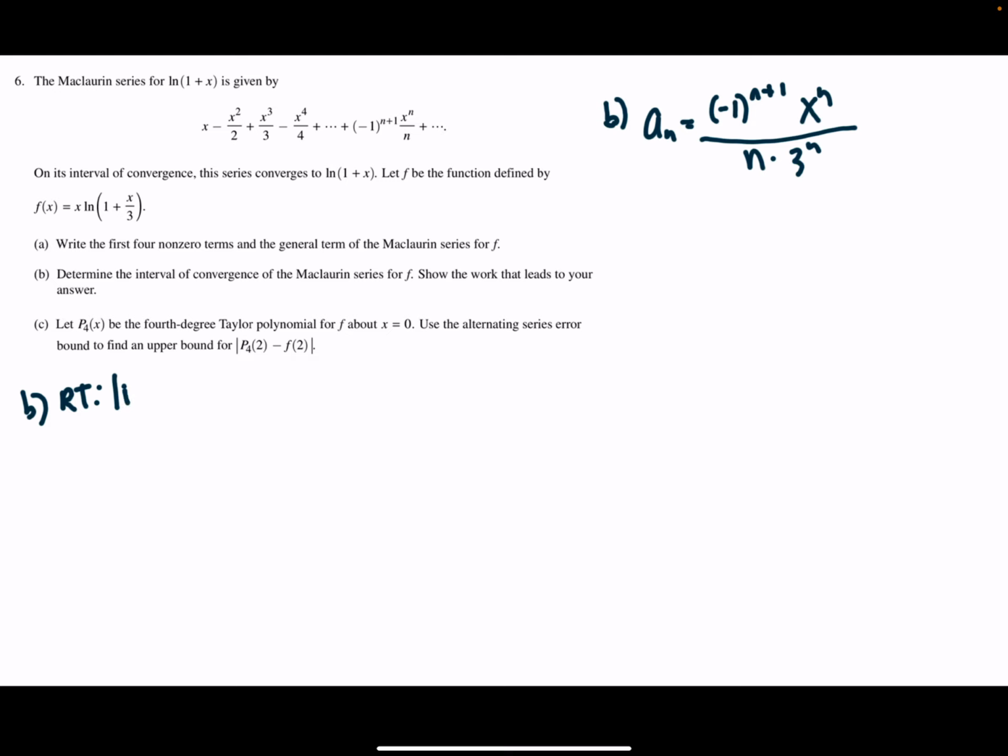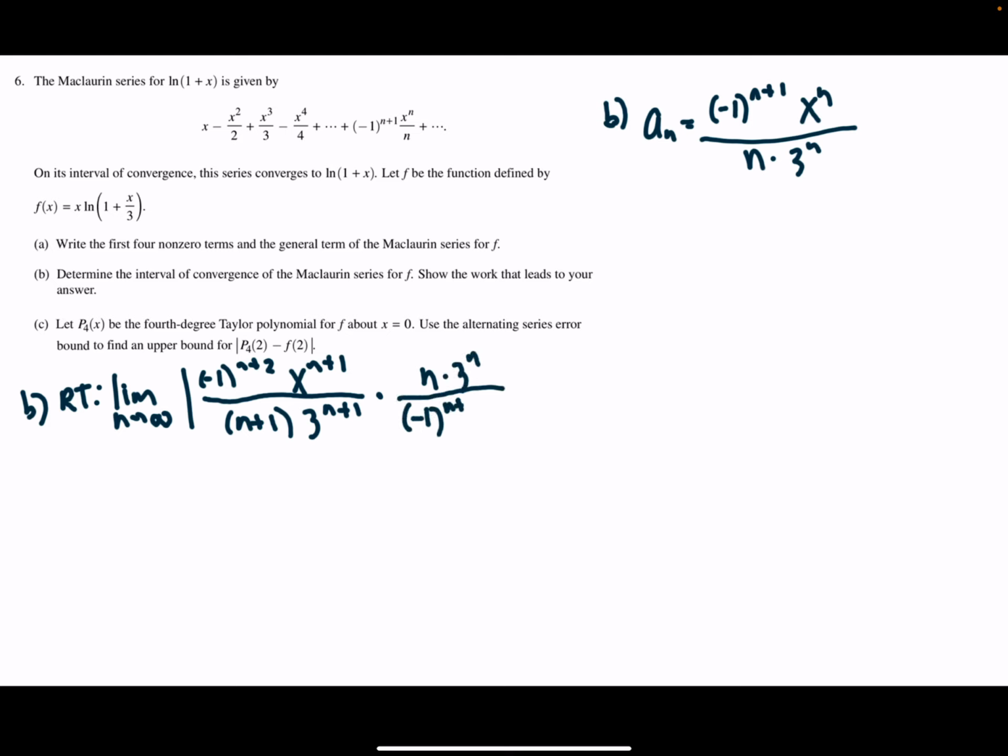So I'm going to take my limit as n approaches infinity of the absolute value of the ratio of 2 consecutive terms. So I'm going to have negative 1 to the n plus 2 times x to the n plus 1 over n plus 1 times 3 to the n plus 1 divided by the original, or multiplied by its reciprocal. So multiply by n times 3 to the n over negative 1 to the n plus 1 times x to the n. First of all, I have absolute value bars around this thing. So regardless of what the exponents are, all this negative 1 stuff is just completely insignificant because of the absolute value bars. You can just completely ignore it.